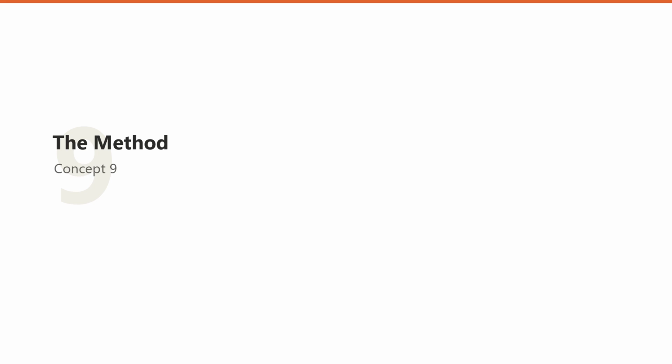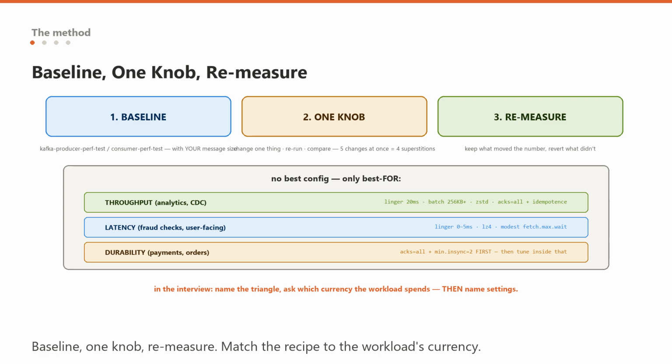Last one. How to tune without guessing, and how to answer this in an interview. Everything so far is knowledge. This concept is the discipline that makes it useful. First, baseline before you touch anything. Kafka ships with the perf test tools, kafka-producer-perf-test and kafka-consumer-perf-test, which will tell you, in one command, what your cluster and your config can actually do. Megabytes per second, average latency, 99th percentile. Run them with your real message size, because a benchmark at 100 bytes says nothing about your 4 kilobyte orders.